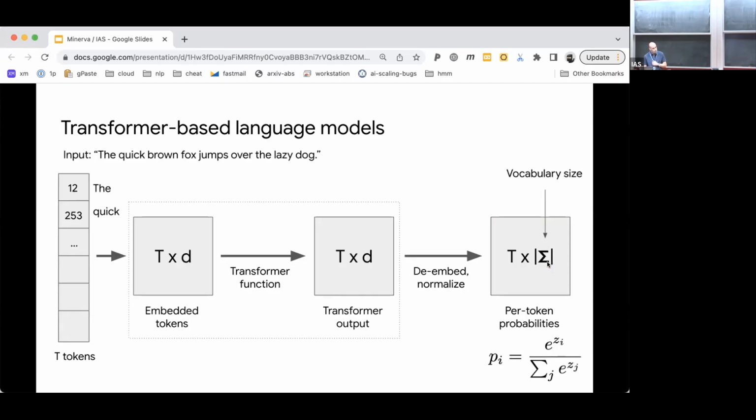D is a free choice. Let's say D, it changes with the size of the network, but let's imagine that it's 1,000. That's a pretty typical number.